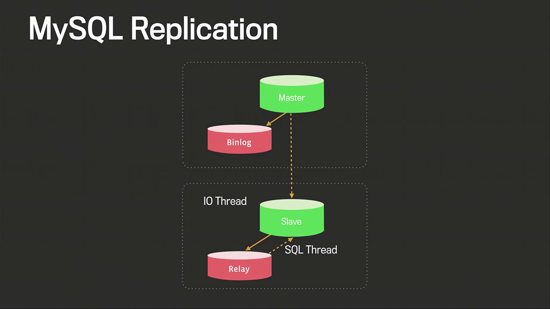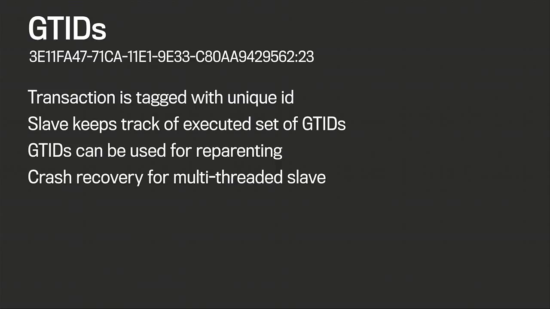So 5.6 has a couple of new things to add to the replication. The first is something called GTIDs. Jay mentioned this a little bit in his keynote, but in a little more detail: essentially every transaction in replication gets tagged with this unique ID. Pretty straightforward. So why is this important?